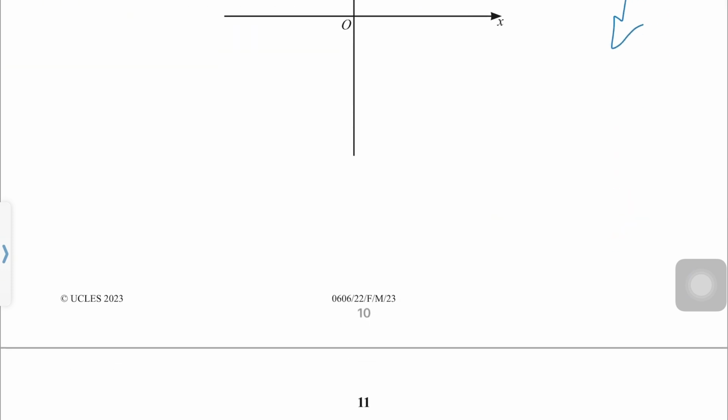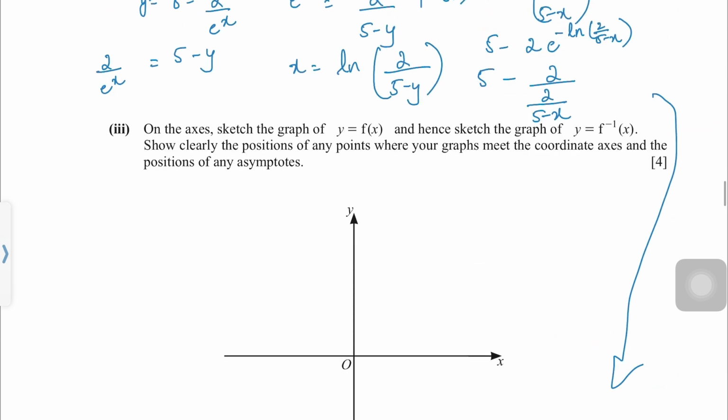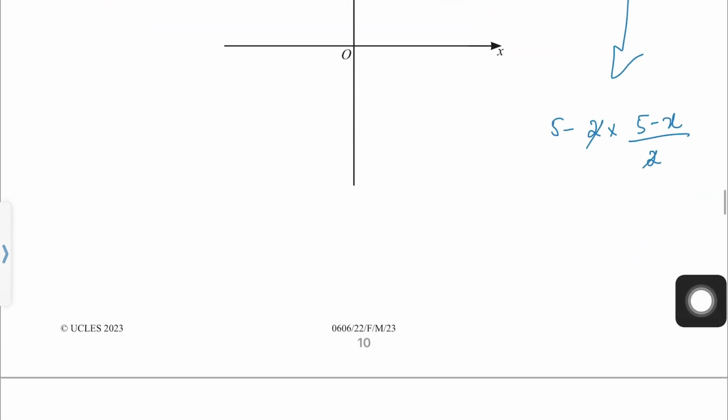It's too less of a space given. So that would be 5 minus 2 multiplied by 5 minus x divided by 2. Simplifying this, this 2 would be cancelled, and we'll be equating this: x equals 5 root 5x minus 4. We'll be squaring this on both sides.